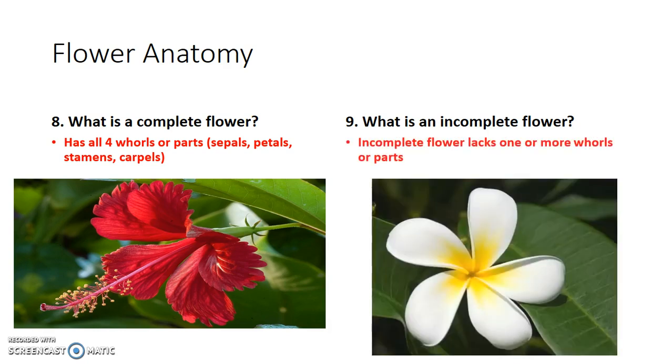An incomplete flower, like this plumeria, lacks one or more whorls. If you compare these two, you'll note that plumeria is missing all the stuff in the middle. Or at least it appears as though they're missing all the stuff in the middle. So, complete versus incomplete.